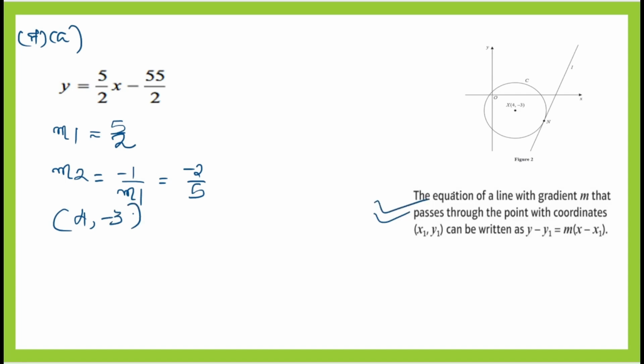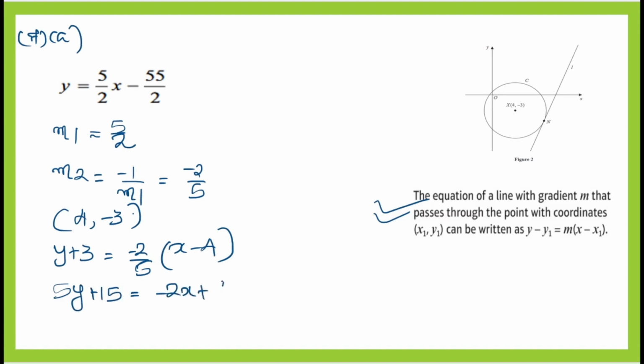Equation of a line with gradient m that passes through the point x1 y1 is y minus y1 equals m into x minus x1. Hence the equation of xn can be written as y plus 3 equals minus 2 by 5 times x minus 4. Now cross multiplying, 5y plus 15 equals minus 2x plus 8. Now rearranging, 2x plus 5y plus 7 equals 0 as the equation of xn.